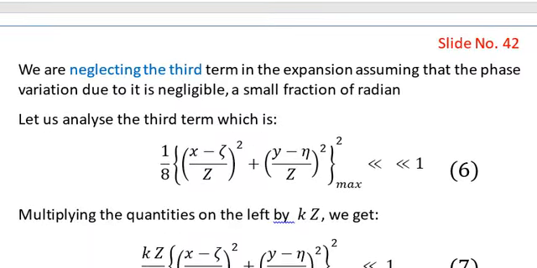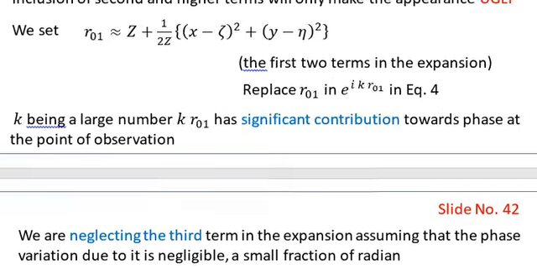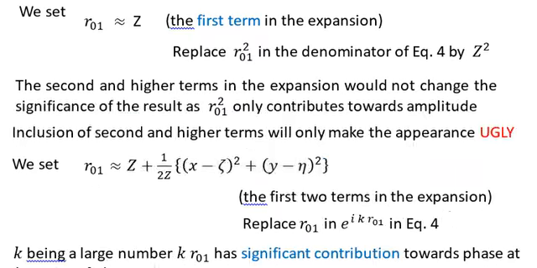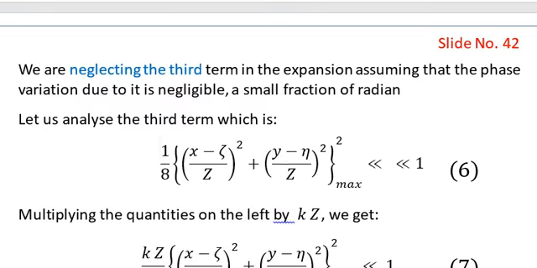We are neglecting the third term in the expansion, assuming that the phase variation due to it is negligible, a small fraction of a radian. So let's analyze the third term. This is the third term that we have written over here, and we are going to write this term again.